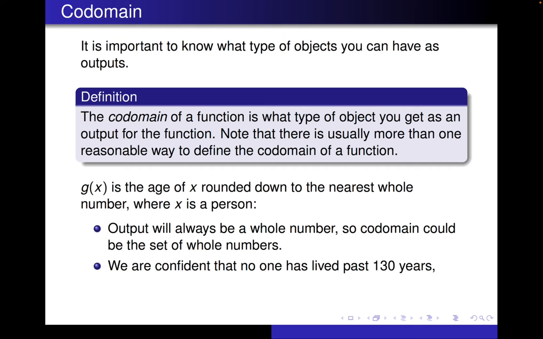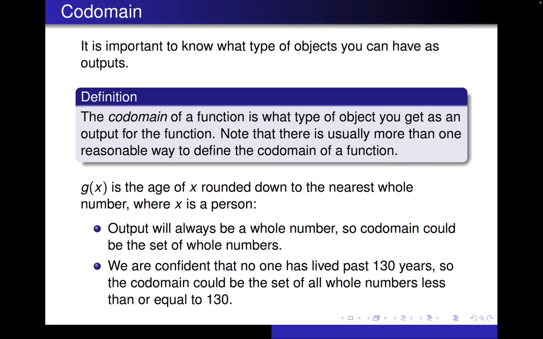But if we're confident that no one has ever lived past 130 years, we can say, look, a lot of those numbers we don't have to include. We don't have to include anybody beyond 130 years. So I can just say the codomain is the set of all whole numbers less than or equal to 130. Both of those are reasonable things that we can call the codomain, because no matter what input you have, it's going to be in one of those sets.